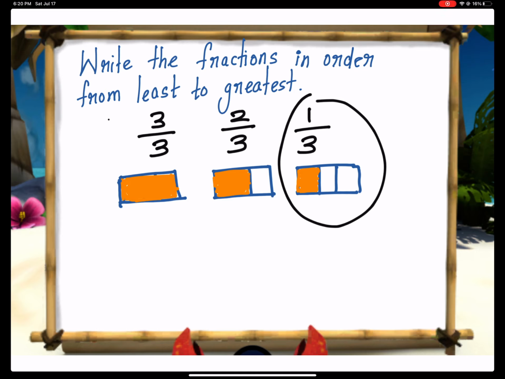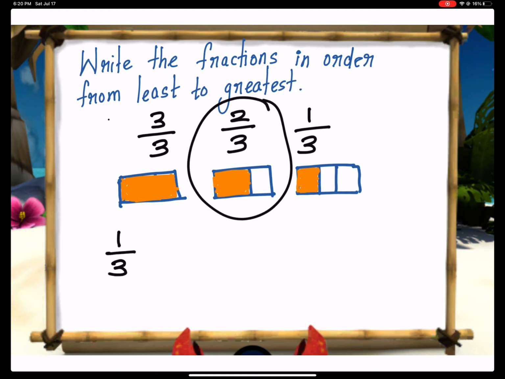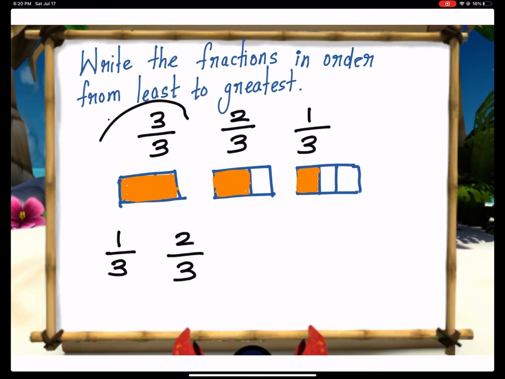So that one comes first. So 1 by 3 goes there. And the next fraction is a little bit bigger, which is 2 by 3. So 2 by 3 goes next. And then the next fraction, which is the biggest in size, which is all covered with color, is 3 by 3. So that fraction goes last. So this is the order of fractions from least to greatest.